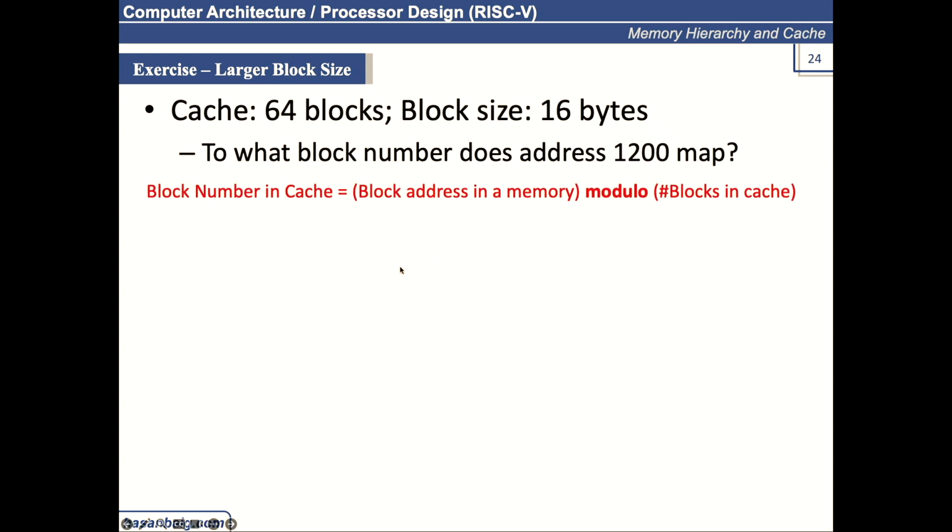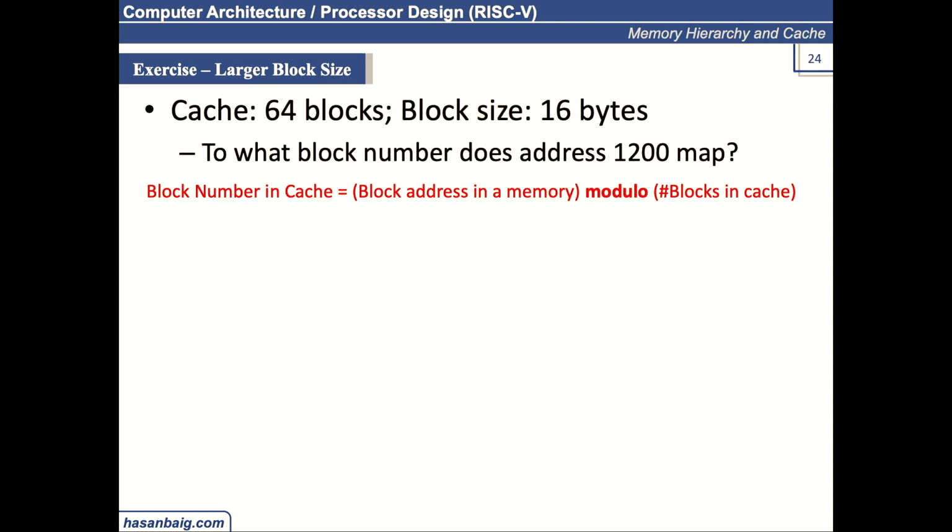So recall the formula. We need to determine the block number. And block number in a cache, where will this 1200 address data be mapped in a cache. So this is a formula. We first need to determine the block address in a memory, because I mentioned that the cache and the memory both are arranged in the form of blocks, and each block may have different sizes. So in this example, we are dealing with the block size of 16 bytes, which means 4 words.